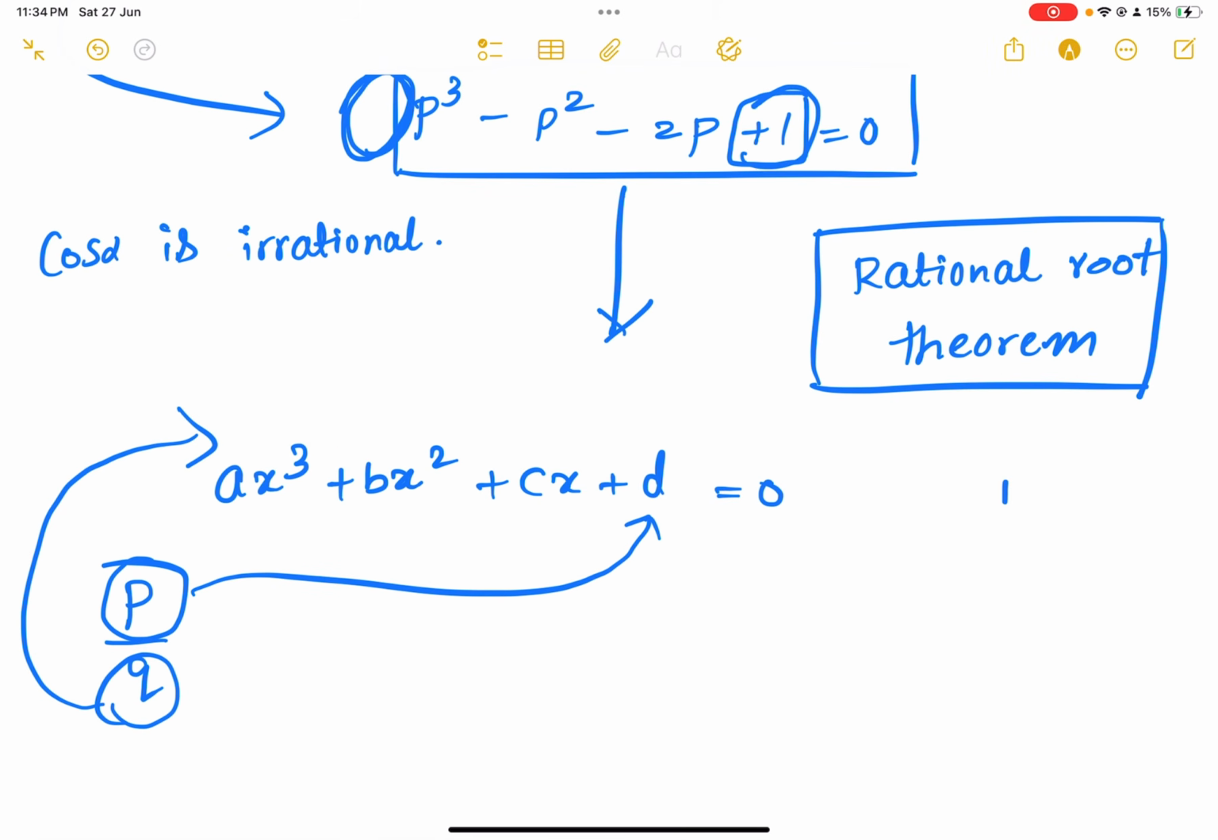Now you have 1 here and 1 here. So the only possible rational values will be minus 1 upon 1. The only possible values for p by q will be minus 1 upon 1 or 1 upon 1. So you will not be able to get any other value apart from these two values. So you can check it out.